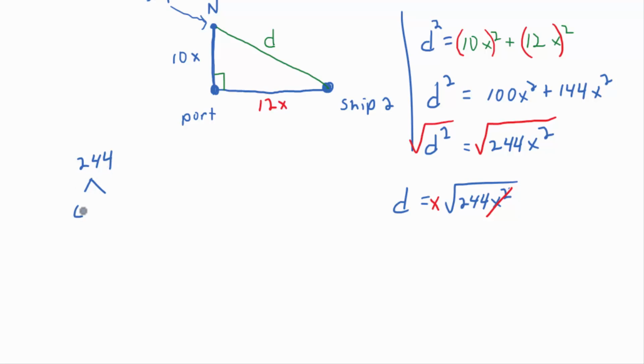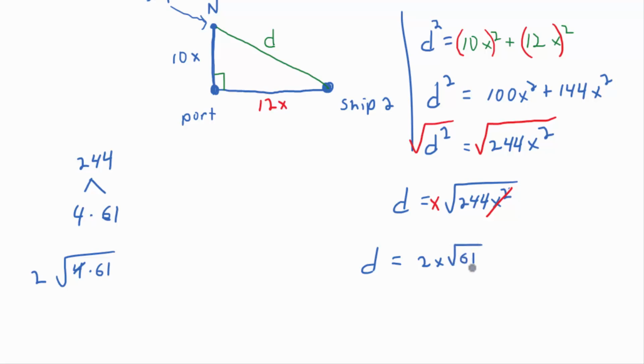4 times 61. And then 61, I think, is probably prime. So if 244 equals 4 times 61, then how do we simplify the square root of 244? We could make it 2 rad 61. So I can also pull out a factor of 2, and I'll write that in front of the x and make it 2x rad 61.